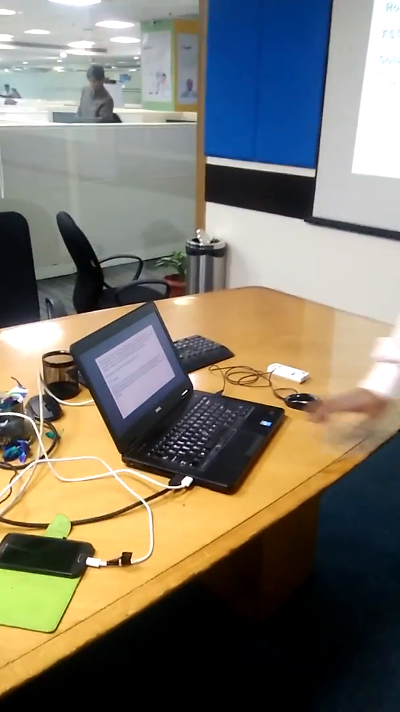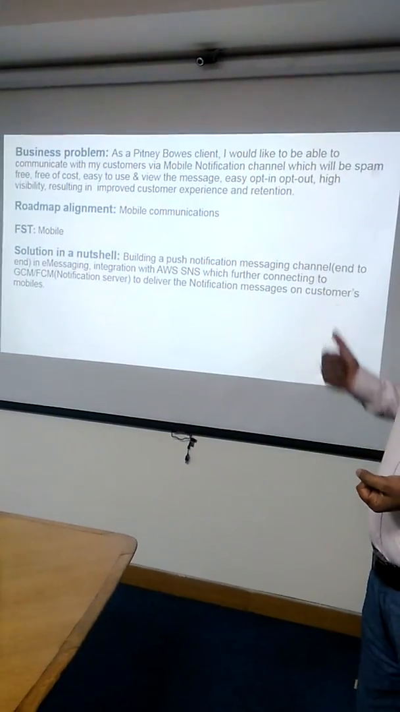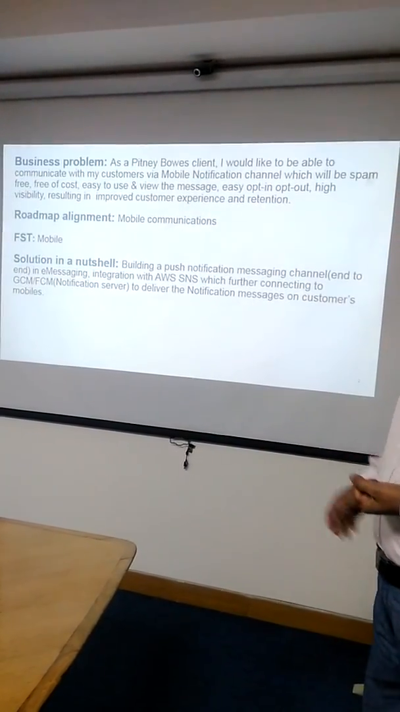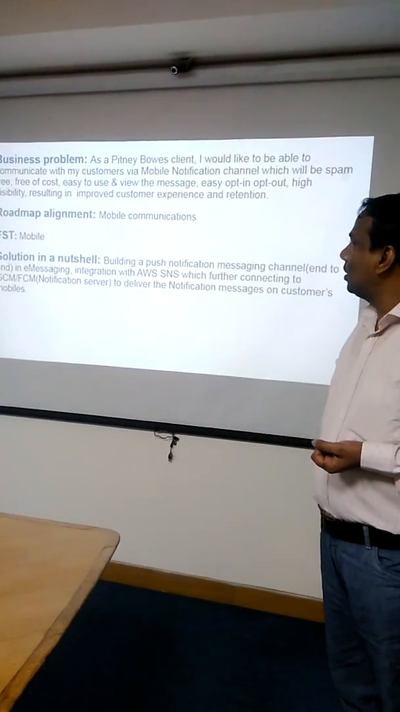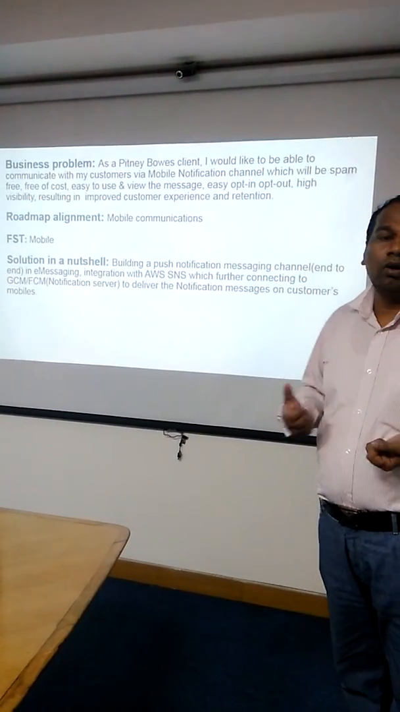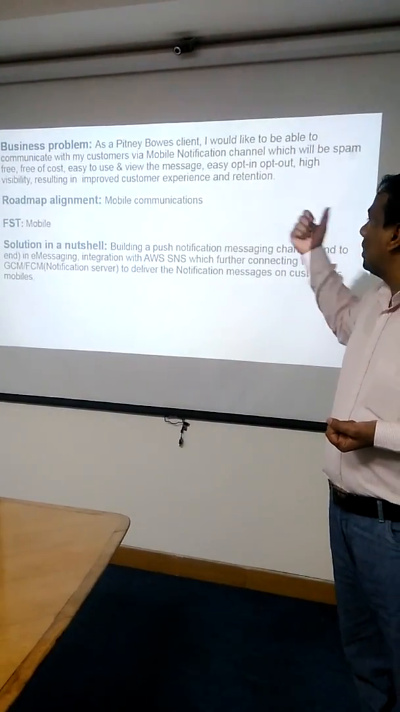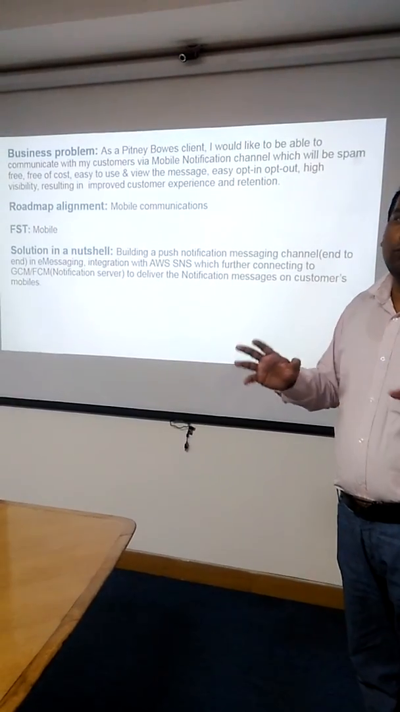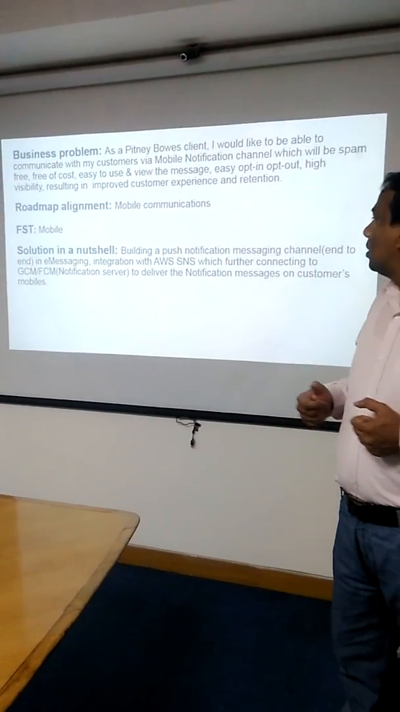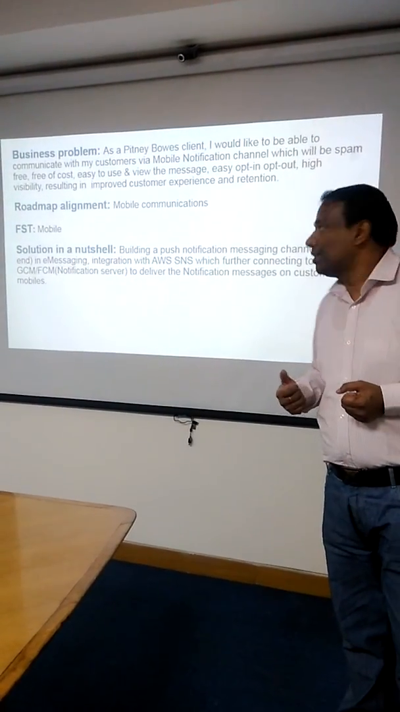So just moving ahead, what is the business problem here? As a big PV client, we would like to be able to communicate with customers via the push notification channel, which is spam free. This is free of cost, and also easy to use and view the message. Easy opt in, opt out. Customers can opt out anytime, and obviously this has very high visibility because you don't have to open your mobile phone. It is just a pop-up message. You can have a look at that. So basically this will lead to improved customer experience and retention.